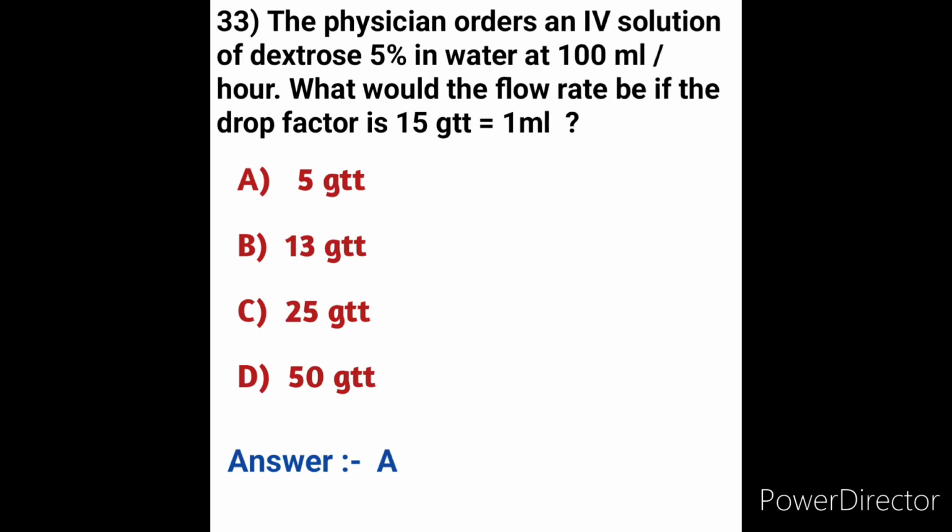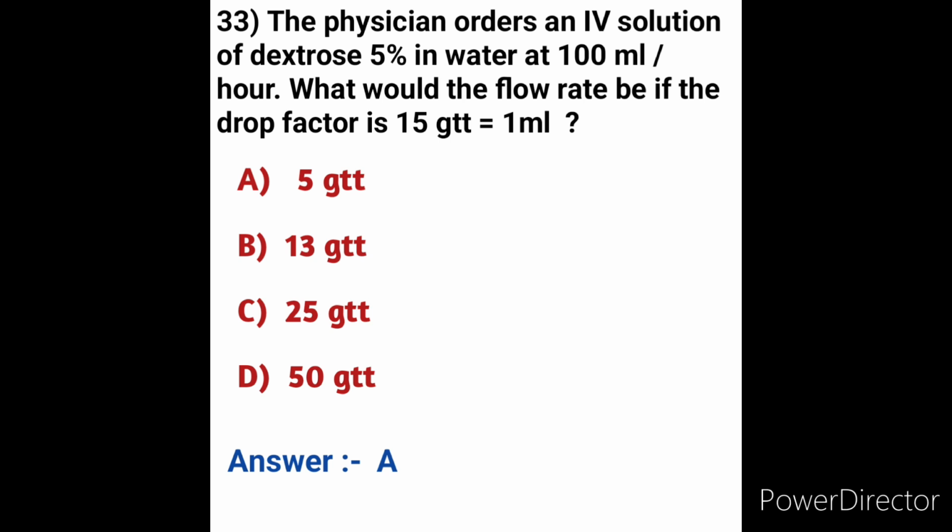The physician orders an IV solution of dextrose 5% in water at 100 ml per hour. What would the flow rate be if the drop factor is 15 GTT equal to 1 ml? We will see the options. Option A, 5 GTT. Option B, 13 GTT. Option C, 25 GTT. And option D, 50 GTT. Option A is the correct answer, 5 GTT.